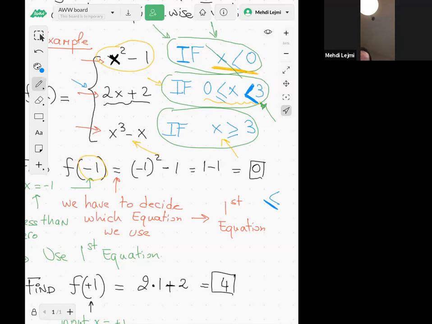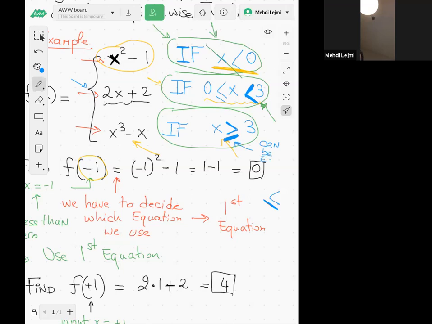Now for the third, as you can see, x is larger or equal. So it can be equal to 3 in the third condition. My x can be equal to 3. So that's good, which means that I am allowed to use the third equation, because this means that it can be equal.